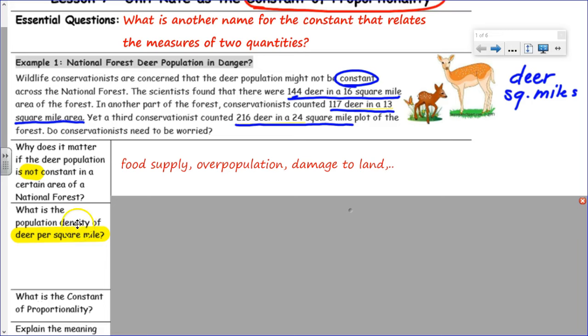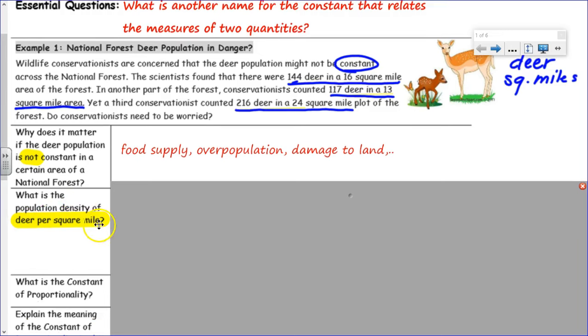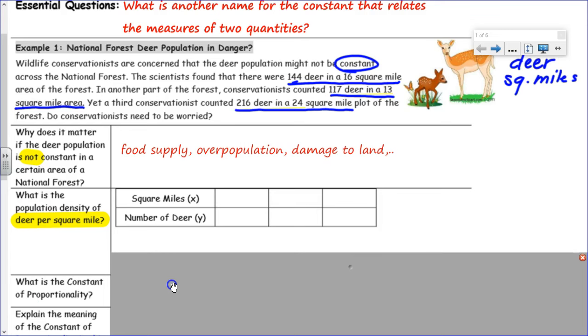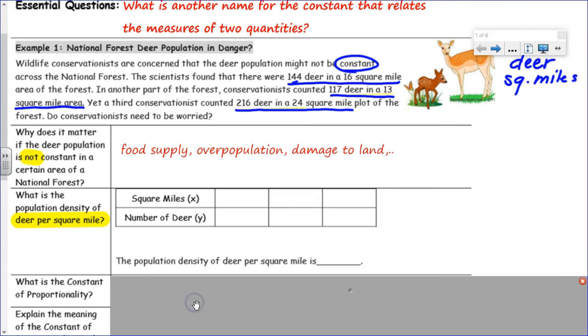What is the population density of deer per square mile? That's a hint to you right there. How many deer per square mile? Let's go ahead and fill in the numbers. In 16 square miles, there's 144 deer. In 13 square miles, there's 117 deer. And the last one is that in 24 square miles, there's 216 deer. Pay attention that miles are the X and deer is the Y. I really want you to pay attention to that. The X and Y are now going to come into play.